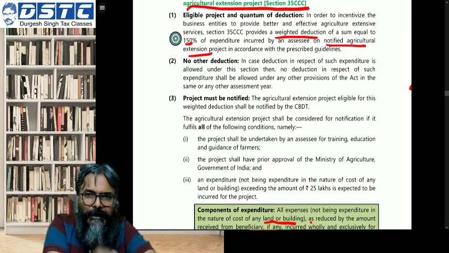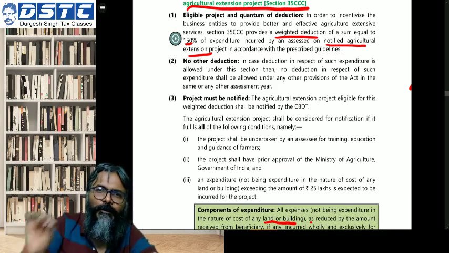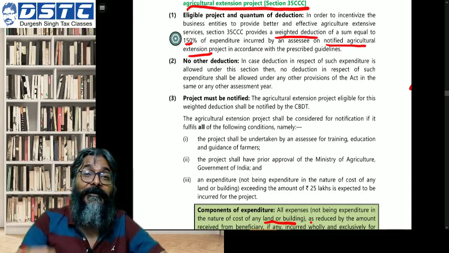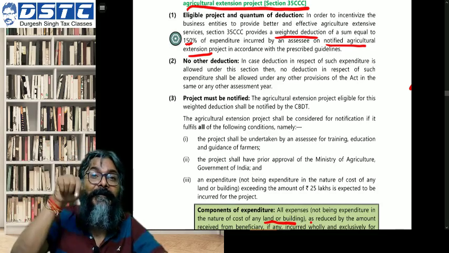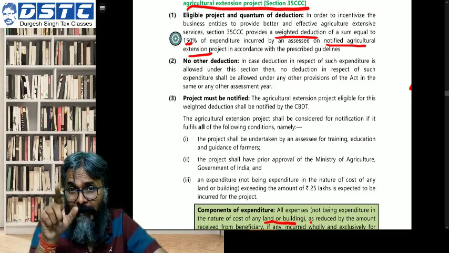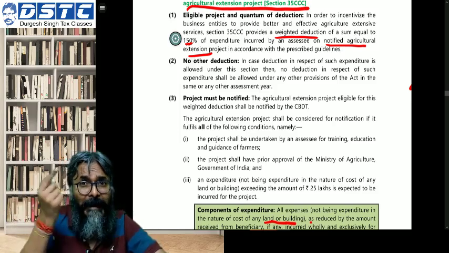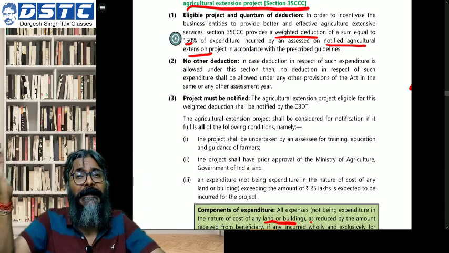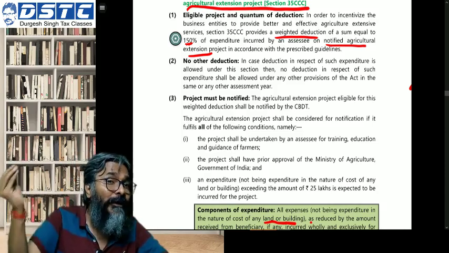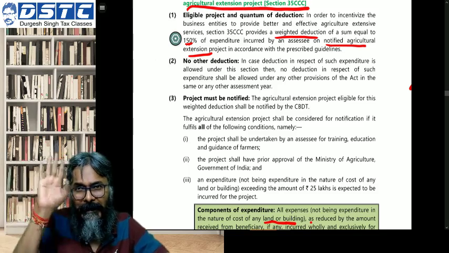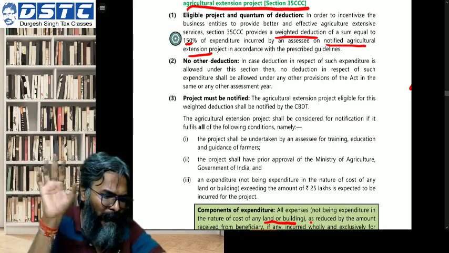Notified agricultural extension project. So in the examination they will give you expenditure towards the notified project debited to the profit and loss account. If it is debited to the profit and loss account, they would have debited only 100, because as per the accounting you are debiting only what you are paying for. As far as income tax under section 35 CCC, you are getting 150%, then the extra 50% deduction you are supposed to reduce. That is how you will do it as far as 35 CCC is concerned.